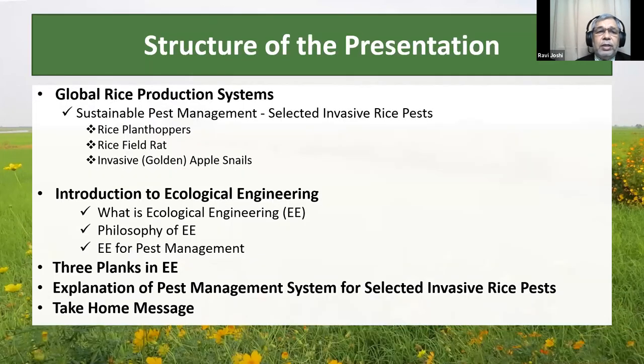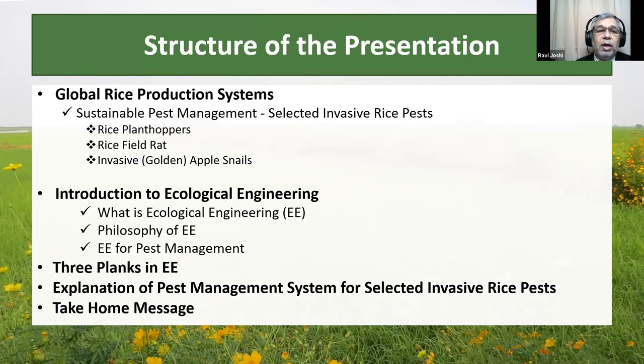The structure of my presentation is I will give a global rice production system overview, and a little information about sustainable pest management and the need for it for selected invasive rice pests. I'll deal with pests that are very important for Indonesia as well as other ASEAN countries like Vietnam and Cambodia, where we have been working with three major pests. One is the rice plant hoppers, for which Indonesia is famous for the introduction of IPM approaches. In the early 1980s, while I was still with IRRI, a lot of good work was done by Indonesia. The second is the rice field rats, which is very important also in Indonesia and in many rice growing countries of the ASEAN region. And third is the invasive golden apple snail.